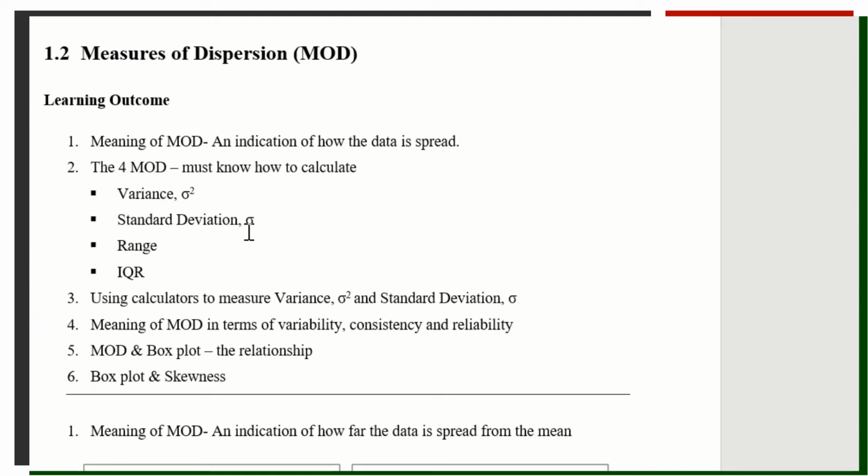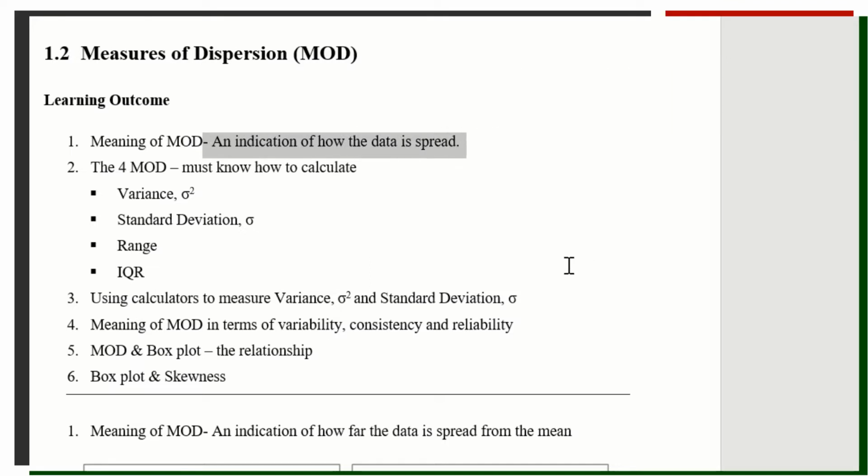All right, so today we will continue with 1.2 for univariate statistics, which will be calculating your MOD. Basically we'll be doing 1.2. Let's look at the learning outcomes for 1.2. What is MOD? By now all of you should know what it means. It's how widespread the data is.